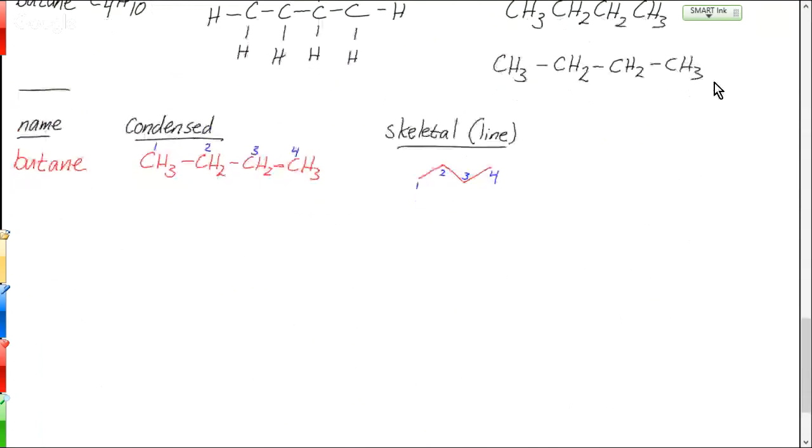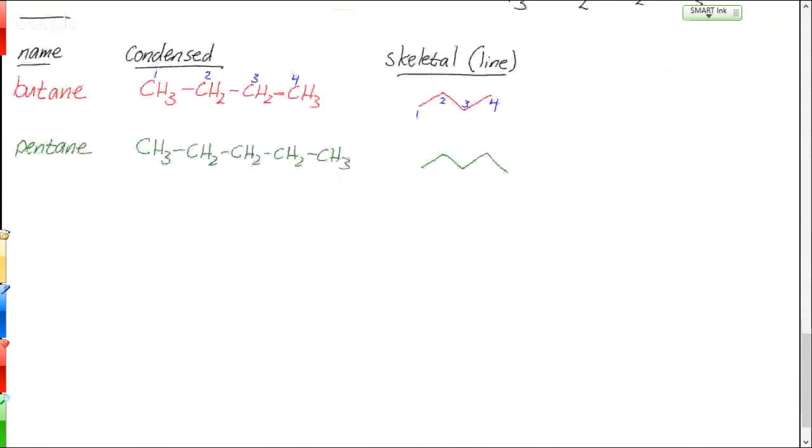So let's finish our list so you can see a few different versions of this. And then we'll talk about the specific rules of how to draw those things properly. So the next one in our list has five carbons, and that is pentane. And that's what its skeletal structure would look like, kind of like an M or a W, doesn't matter if you start up or down. And then I'm going to give you the names of the other ones, and you fill in the rest with the condensed structure and the skeletal structure.